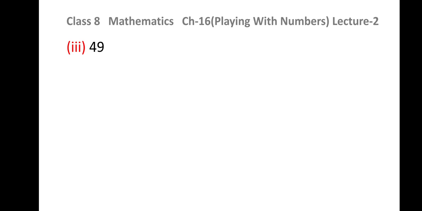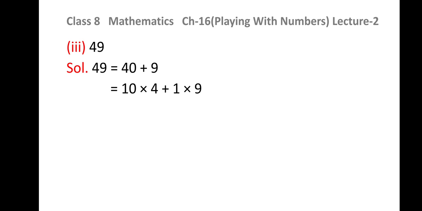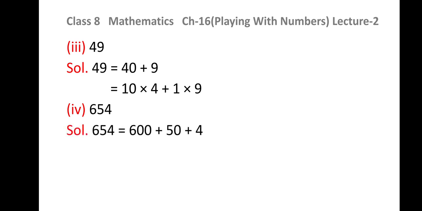Coming to third part, that is 49. 49 will be written as 40 plus 9, which is equal to 10 into 4 plus 1 into 9. Simple as this. 4 is at tens place, 9 is at ones place. So 4 will be multiplied by 10 plus 9 will be multiplied by 1. Coming to fourth part, it will be 654, which is equal to 600 plus 50 plus 4. So it will be 100 into 6 plus 10 into 5 plus 1 into 4.